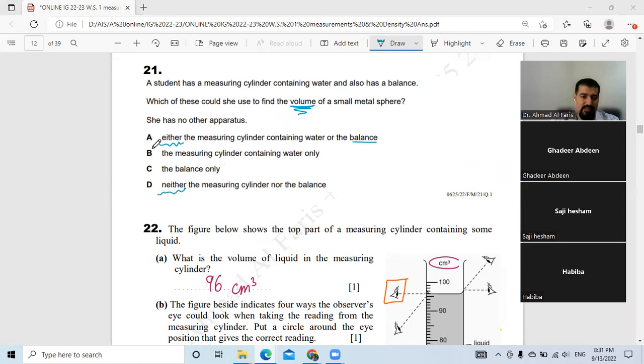Bravo. The correct answer is, thank you, Huda, thank you, Tina, thank you, Muhammad. A lot of correct names. Even if you are wrong, thank you, Saji, thank you, Minna. Okay. The correct answer is B. I need only, because I want to define the volume, so I only need what? Measuring cylinder containing some water. Okay.